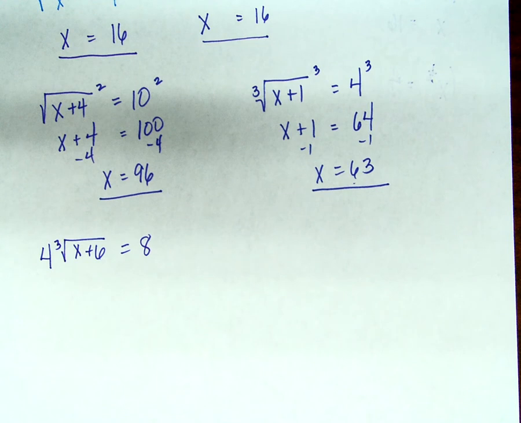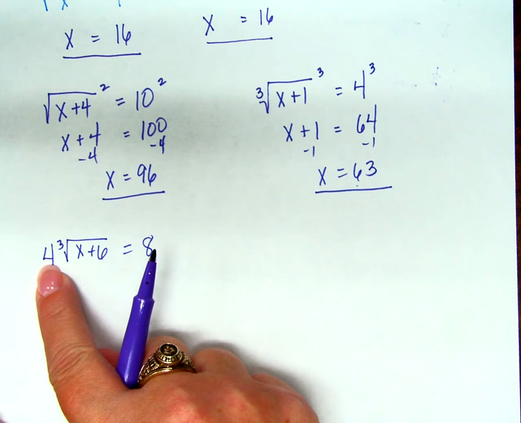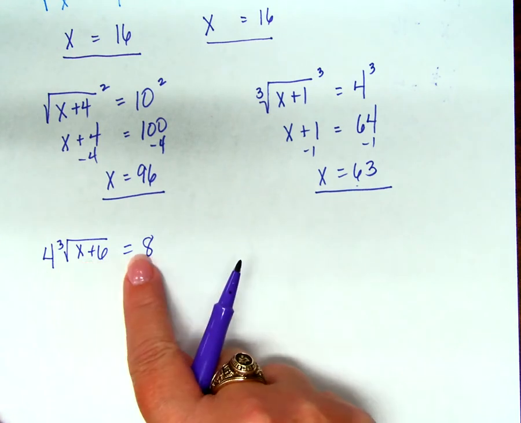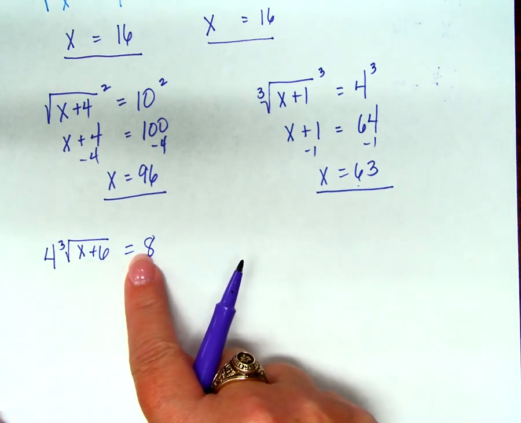What should I do first? Not this time. I have to isolate it first, don't I, before I can start cubing stuff? Do I always have to isolate it first before I start cubing stuff? No, I don't. I could go ahead and cube both sides right now, but I would have to make sure to cube this number and cube this thing and cube this thing. That's a perfectly fine way to do it.